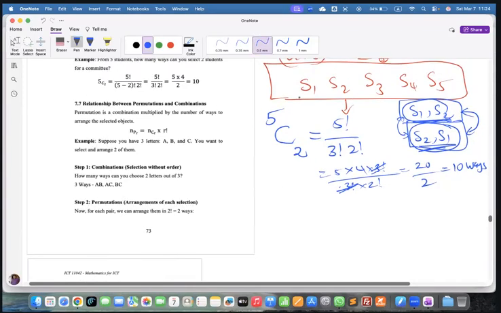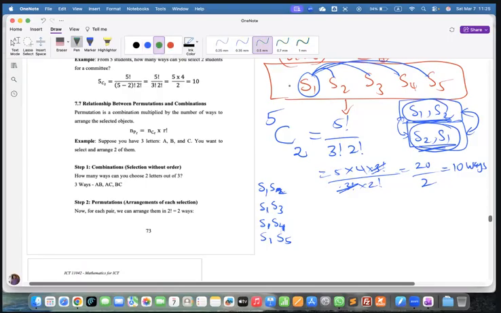Okay, I will explain. Just look here. If I take student 1, I can make 4 groups. Student 1 with student 2 is one group. Student 1 with student 3 is another group. Student 1 with student 4 is another group. Student 1 with student 5 is another group. So altogether we have 4 groups here.